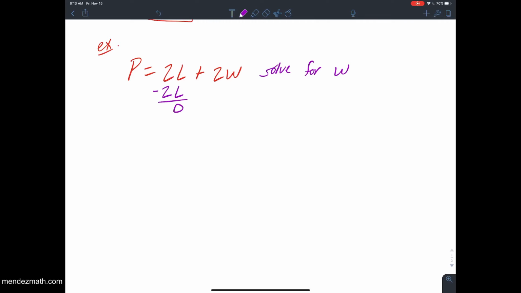And when I say both sides, think of the equation here, the equals, as if it were like a wall. So we're going to subtract 2L to this side and to this side here. Well, we don't know what P minus 2L is. So you're just going to write P minus 2L equals 2W. Okay? Because this is already gone.